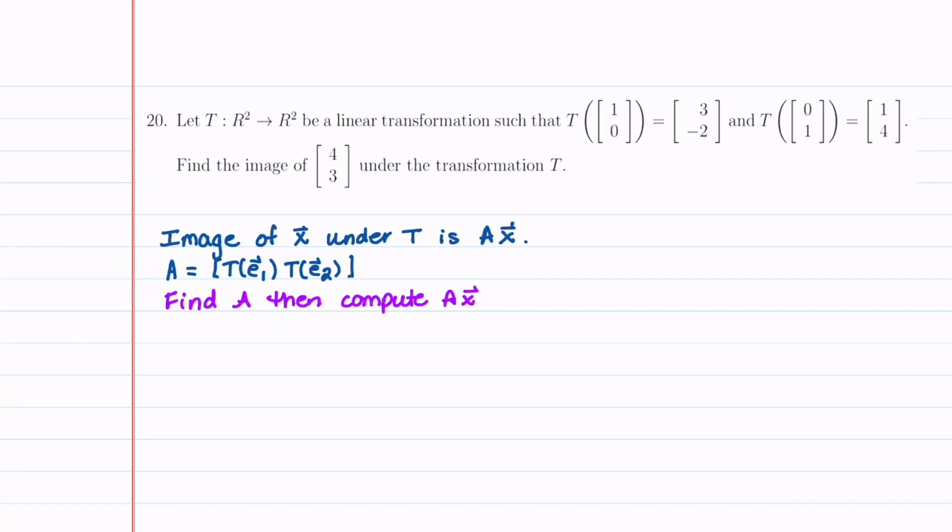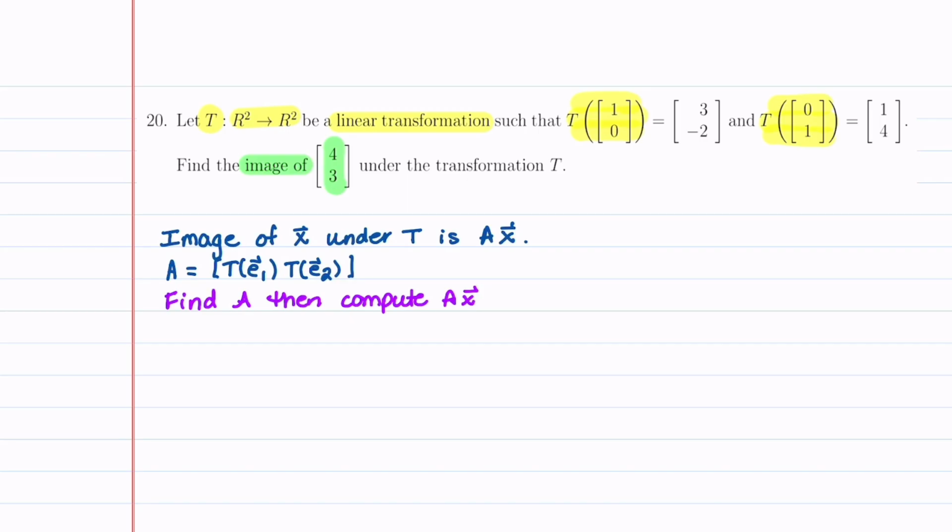In this problem, we're told that we have a transformation T from R2 to R2, and it is a linear transformation, and we're told what T of (1, 0) is and T of (0, 1), and then we're asked to find the image of this vector (4, 3) under the transformation T. Let's try to understand what we're being asked to find.